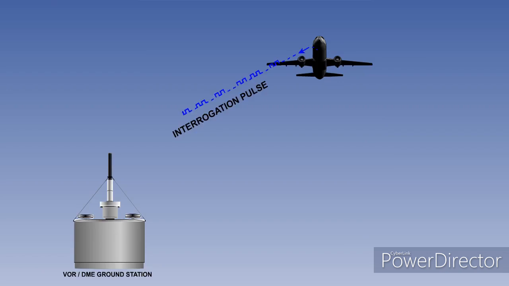Aircraft measure their distance from a ground station by emitting a series of double radio pulses, or pulse pairs, in all directions. These are called interrogation pulses. The ground station, the transponder, receives the aircraft's transmission, amplifies it, and then, after a 50 microseconds delay, retransmits it in all directions. These are called the response pulses.